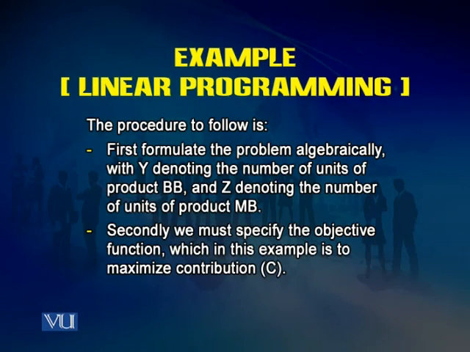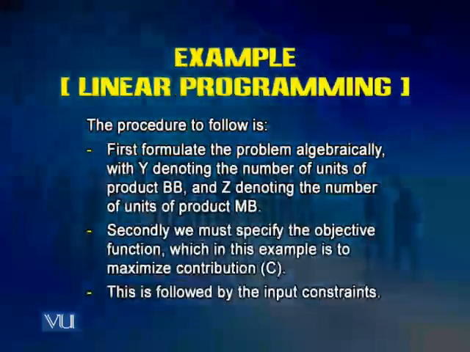Secondly, we must specify the objective function, which in this example is to maximize contribution. The second step is that we are going to identify the objective function. In our example, the objective function is relating to contribution, and our objective is to maximize contribution. We will call contribution C. So the two products are Y and Z, and there are restrictions on material and labor, and we have to maximize contribution, which is C.